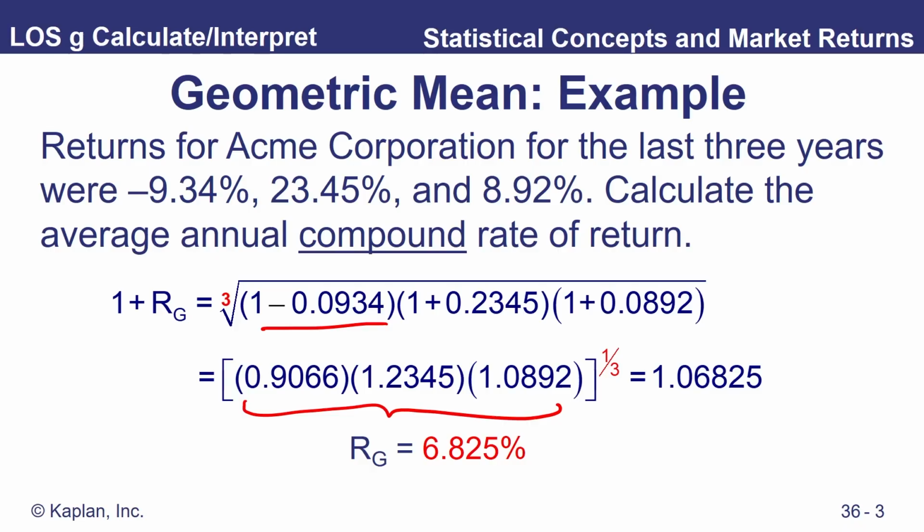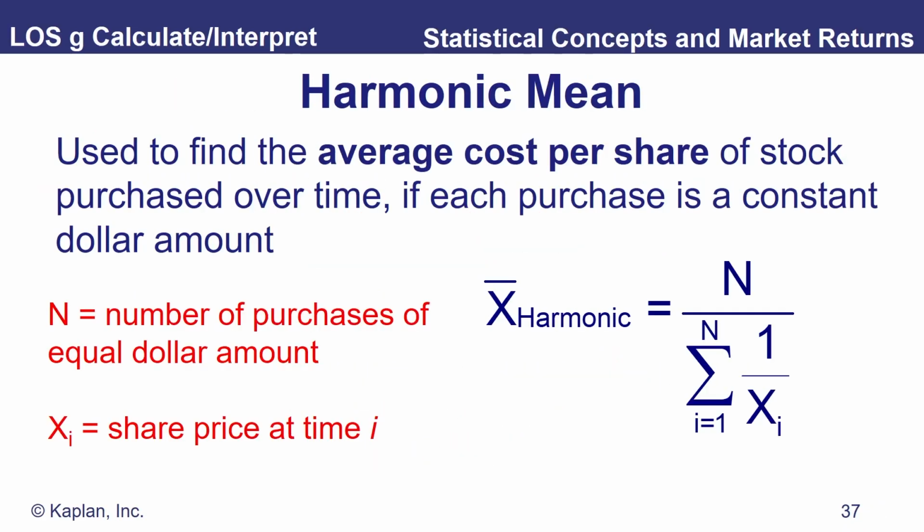Now again, make sure you can interpret this. Having a negative return of 9.34% in the first period, a positive return of 23.45% in the second period, and a positive return of 8.92% in the third period is the same as having 6.825% for each of those 3 years. But remember, it is a compound rate of return. So remember, we're taking our returns, not only our principal, but our returns from the first period, and then reinvesting that for subsequent periods. So geometric, very, very important.